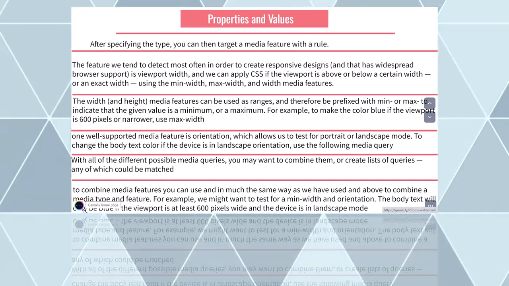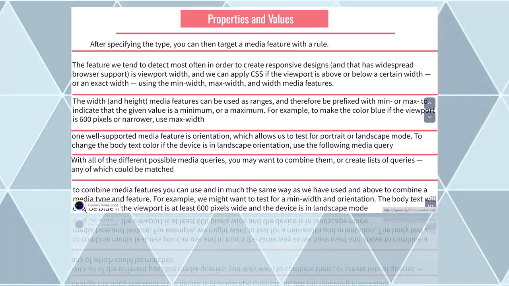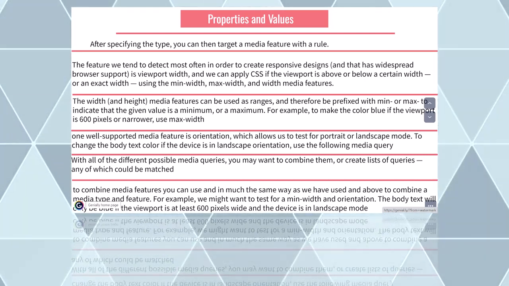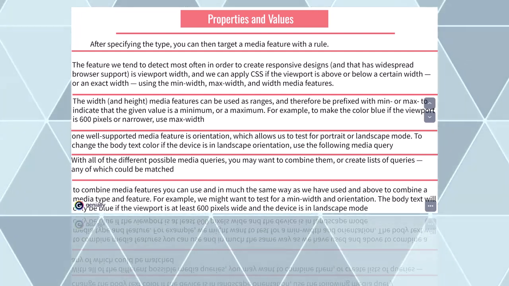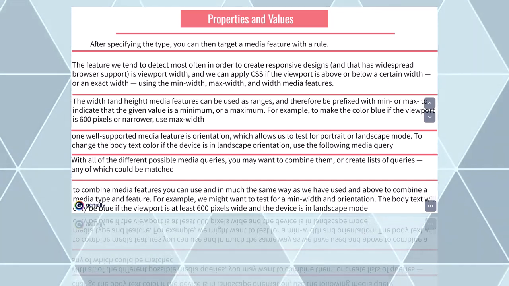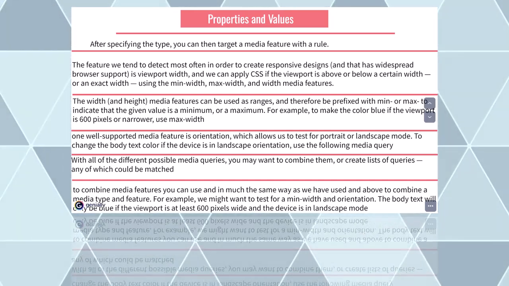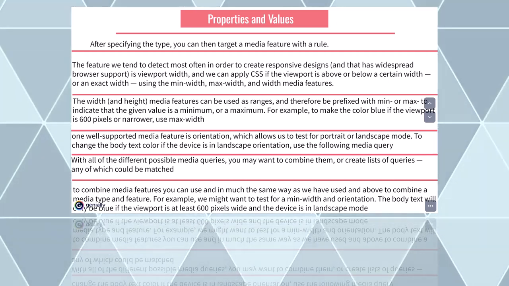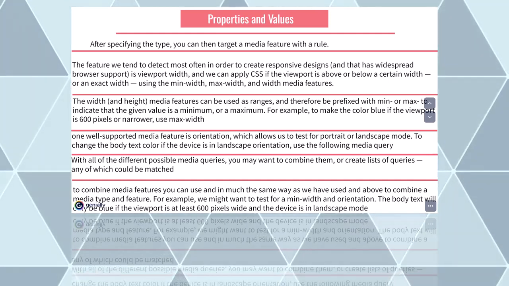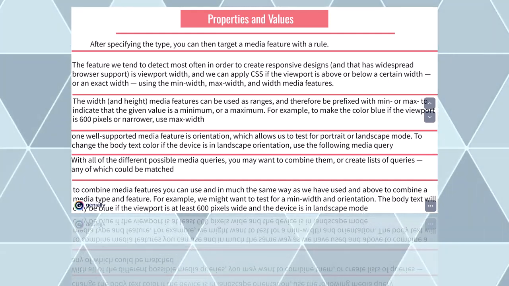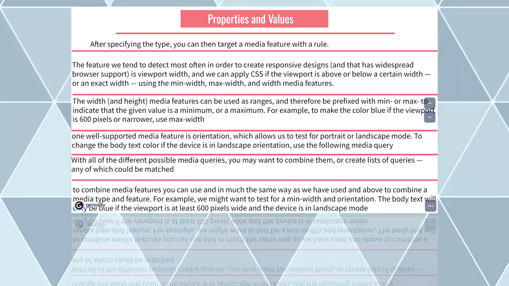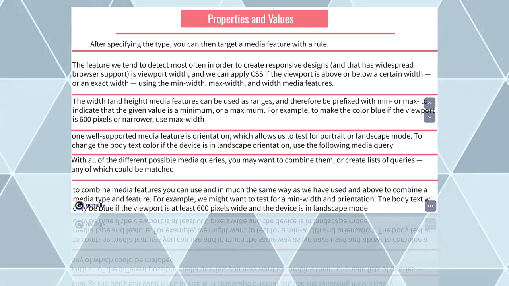So one well-supported media feature is orientation, which allows us to test for portrait or landscape mode to change the body or text color. If the device is in landscape orientation, use the following media query. On MDN, the reason why I keep on telling you this is because I will keep the same code on MDN so that you can see. Look forward. Okay, you scroll up. Orientation.